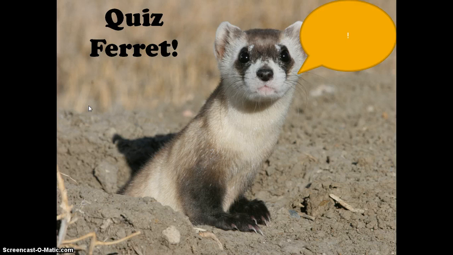And now we have time for a Quiz Ferret. Our dear little furry friend has popped his head up out of the ground and he has a question for us, so let's see what he has. The question is, the Big Mac Index is used as another way to represent what economic concept? I was just talking about this, so hopefully you're paying attention. The answer is PPP, or purchasing power parity.